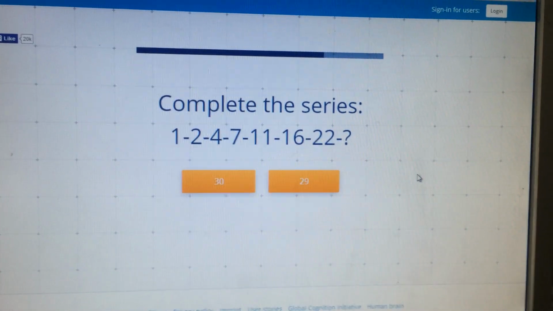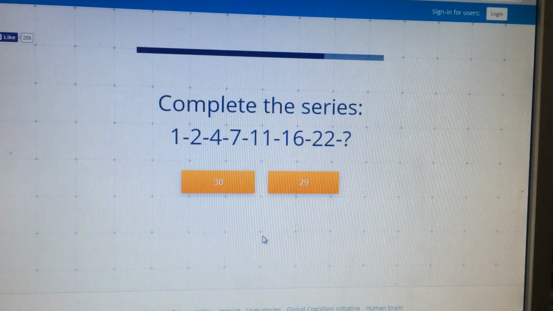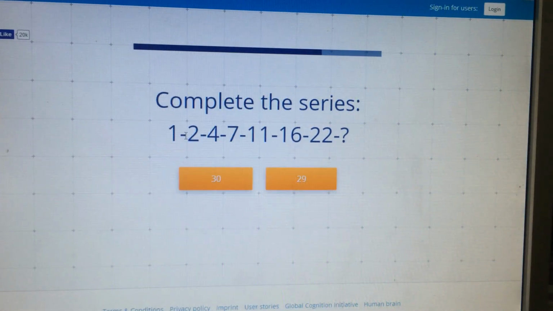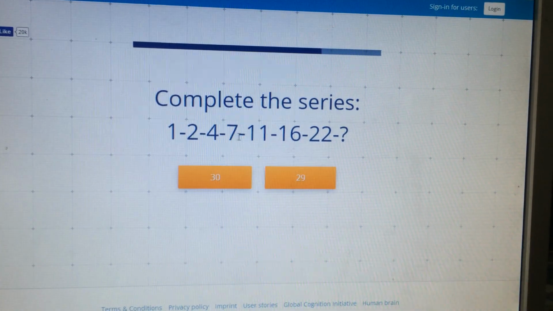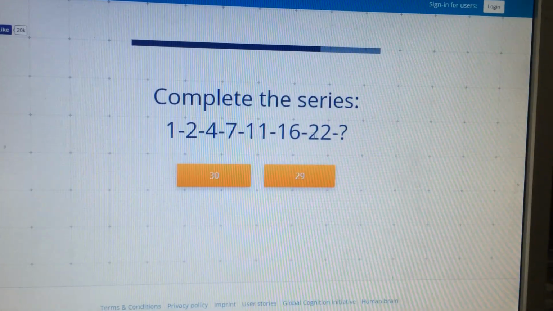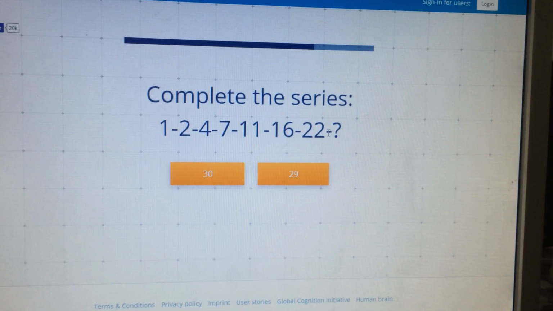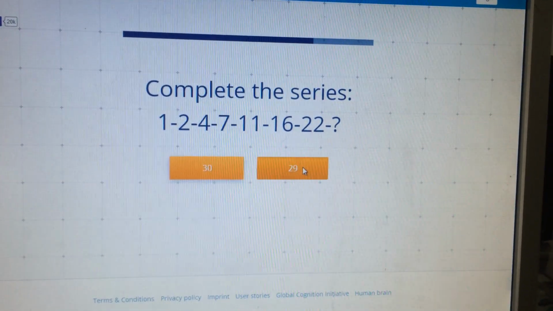Okay, complete the series. So we'll work it out together if you're not sure of this one. A gap of 1, a gap of 2, a gap of 3, a gap of 4, a gap of 5, a gap of 6. This is going to be a gap of 7. 22 plus 7 is 29.